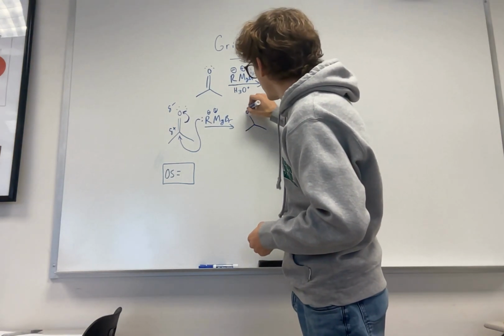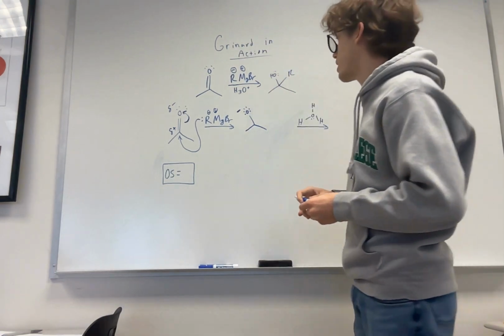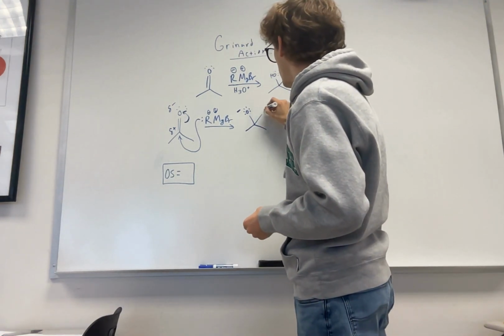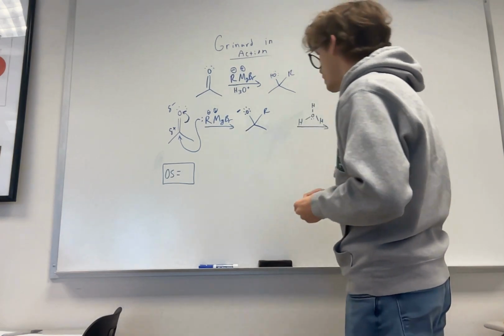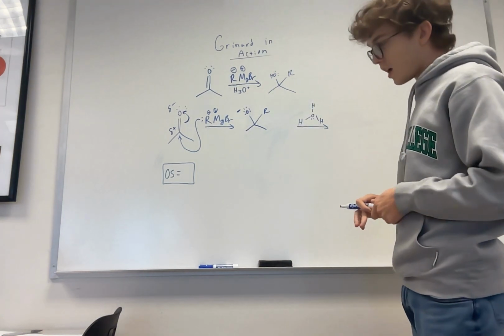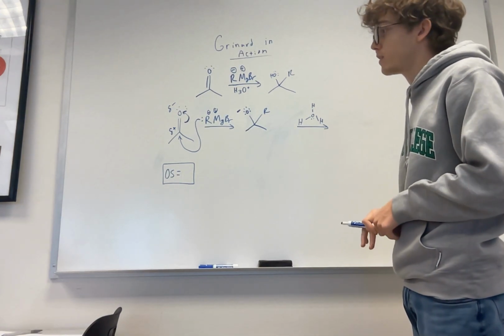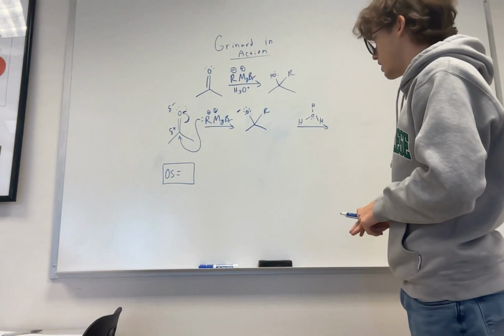So we get a negatively charged oxygen, and now we have R bound. What happens next? Well, we know oxygen does like a negative charge, but if it could choose not to have a negative charge and bind to something, that would make it a lot better.